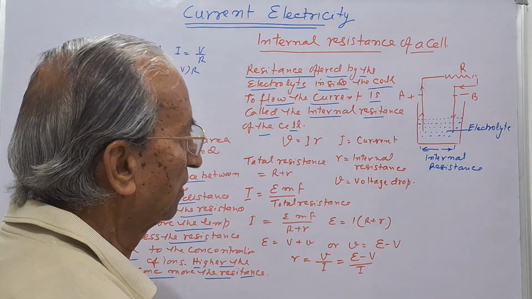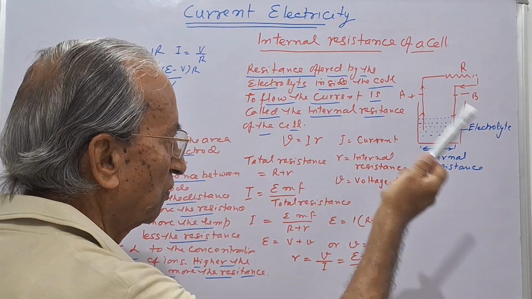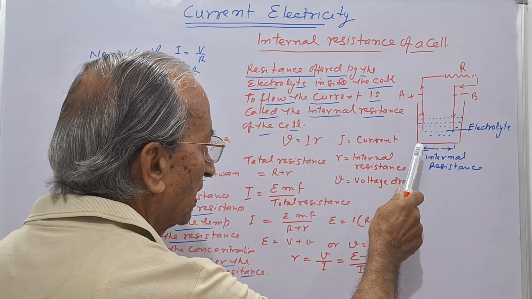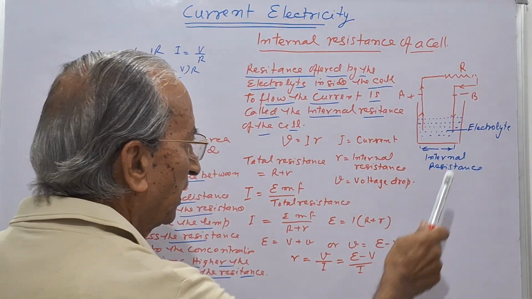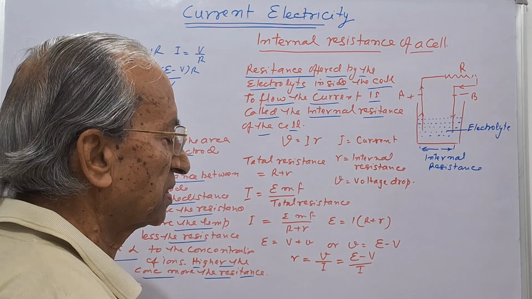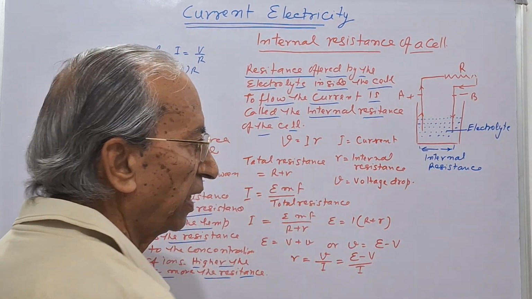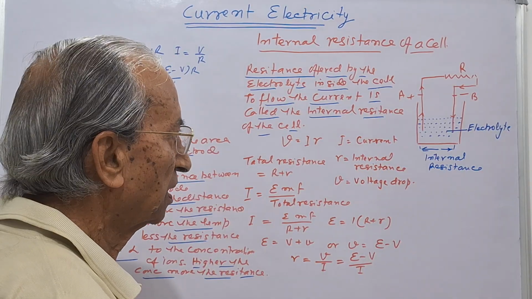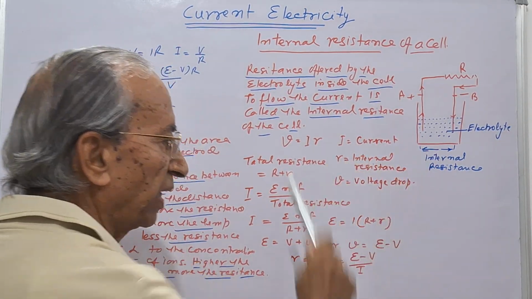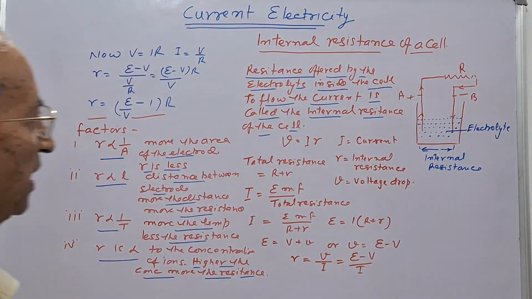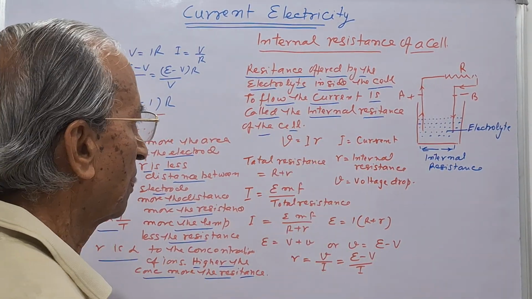So the point is that there is one resistance outside, in the circuit, that is the flow of electrons, but inside the cell, the electrolyte is there and the electrolyte dissociates to form ions. So the flow of current in the electrolyte is obstructed by the ions. This resistance by the ions in the electrolyte inside the cell is known as the internal resistance of the cell.